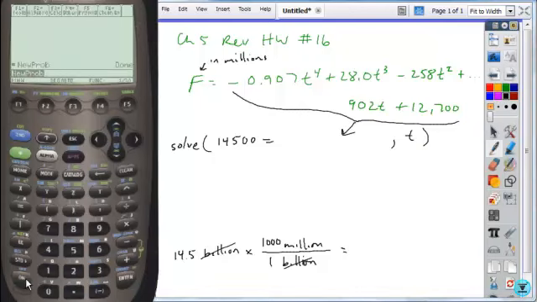Okay, so let's test that here real quick. Go to the solve feature, 14,500 is equal to, type in what we have, 0.907, I'll go ahead and leave it as T's, so T to the 4th plus 28 T cubed minus 258 T squared plus 902 T plus 12,700, and we want to solve for T.